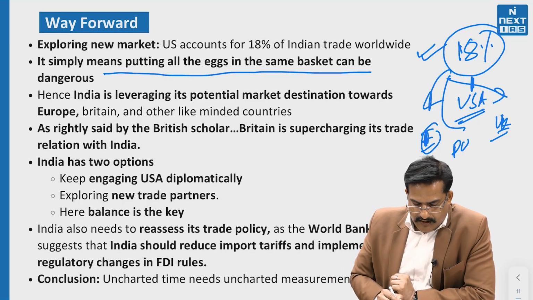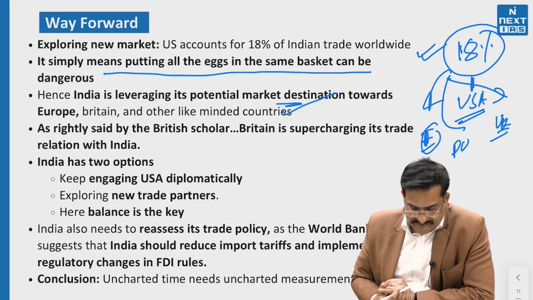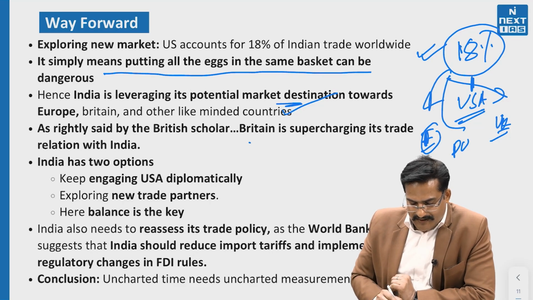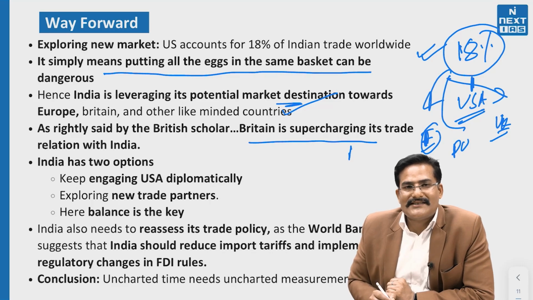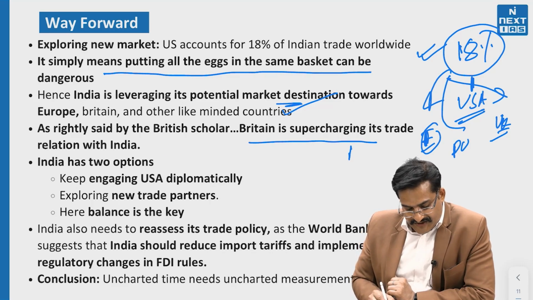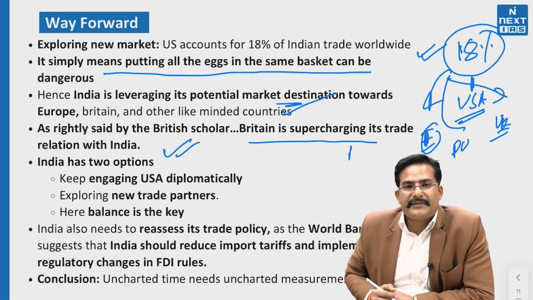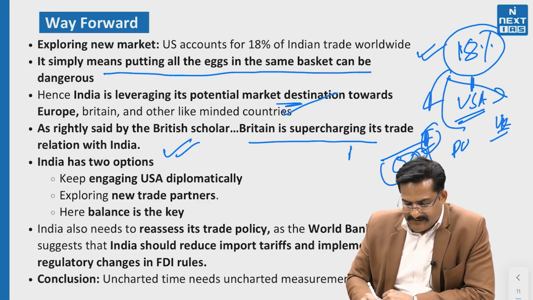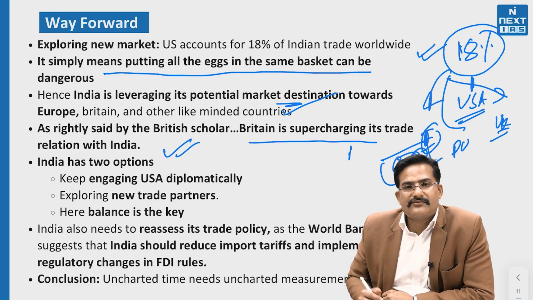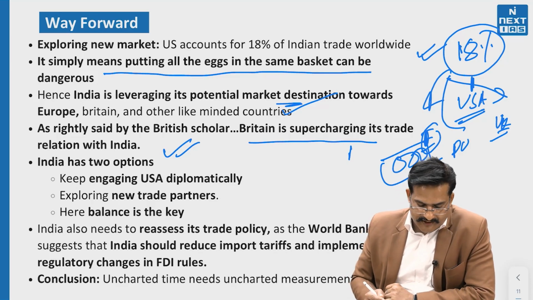Second, India should leverage its potential market destination toward Europe, Britain and other like-minded countries, as rightly discussed. Since Jaishankar ji is in the USA, the USA's scholar said that Britain is supercharging its trade relations with India, which simply means even countries like Britain and Europe are looking for new partners. Recently, the president of the European Union, Ursula von der Leyen, was in India, right? And they discussed various aspects of business with India. So basically, it is the time of realignment, and we should look for realignment.